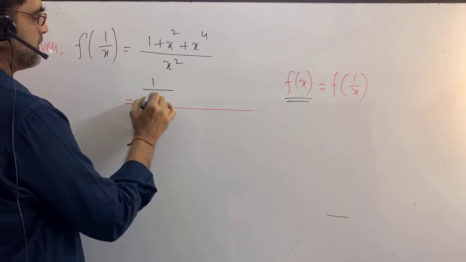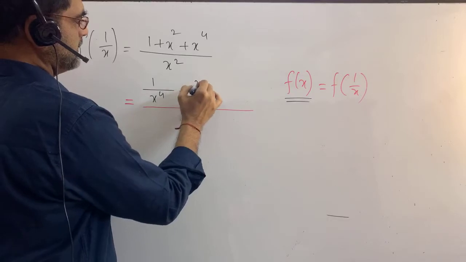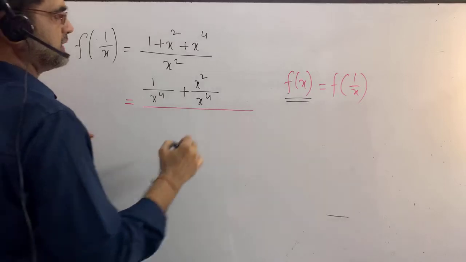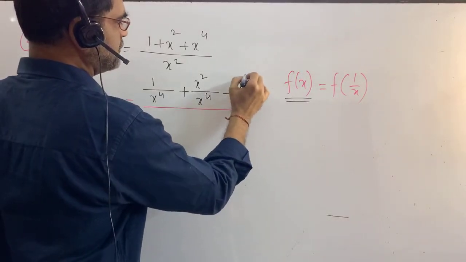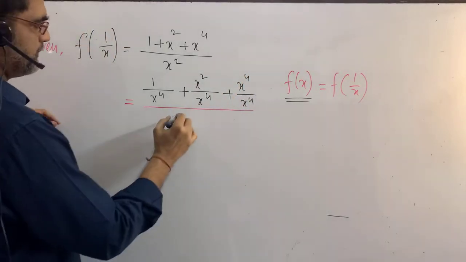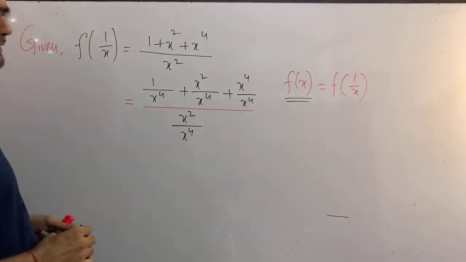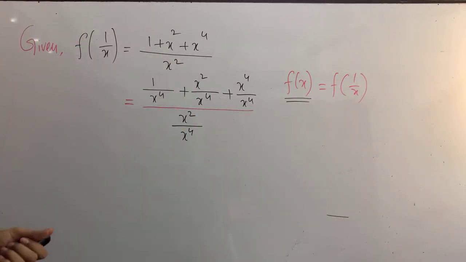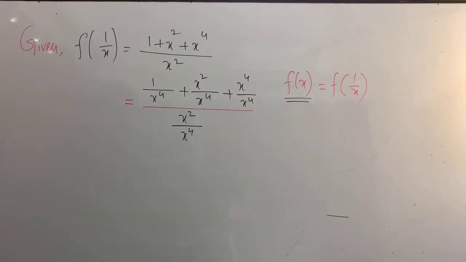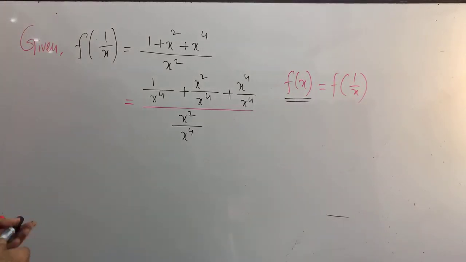1 by x to the power 4, then x square by x to the power 4, then x to the power 4 by x to the power 4, then x square by x to the power 4. What have I done? Can you please explain? I have divided both the numerator and denominator by x to the power 4, right? That's good.